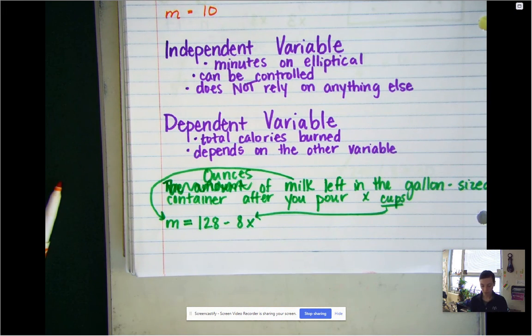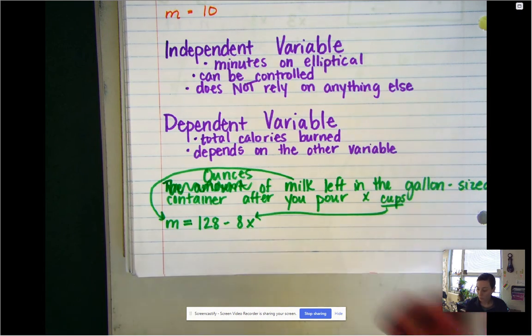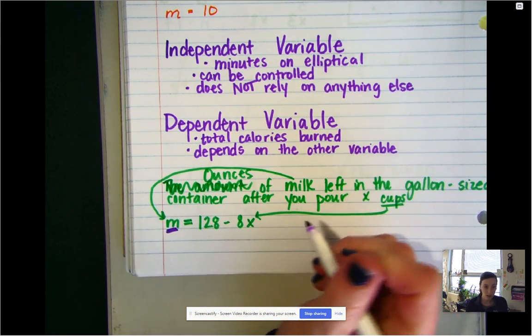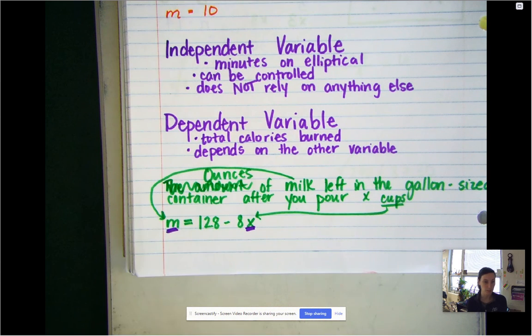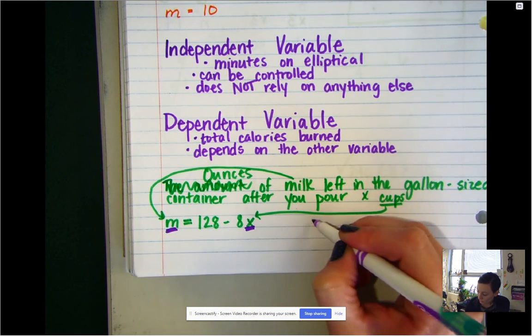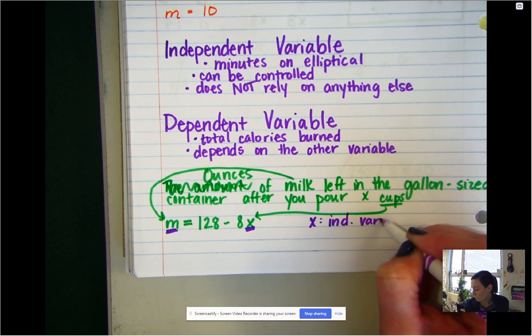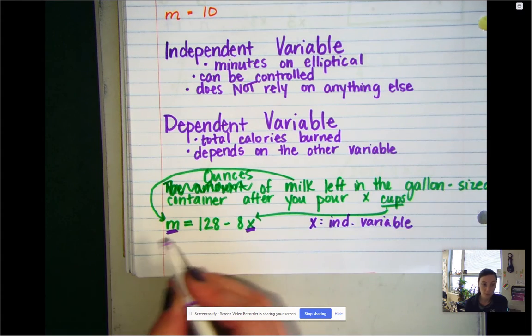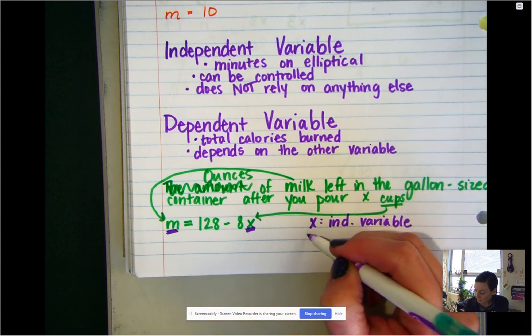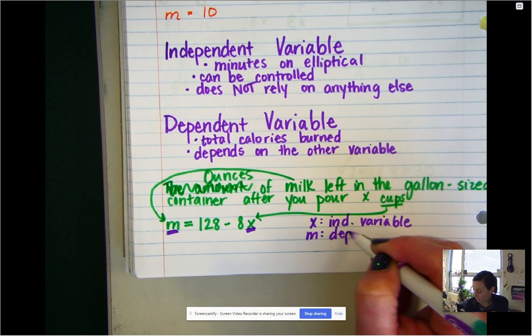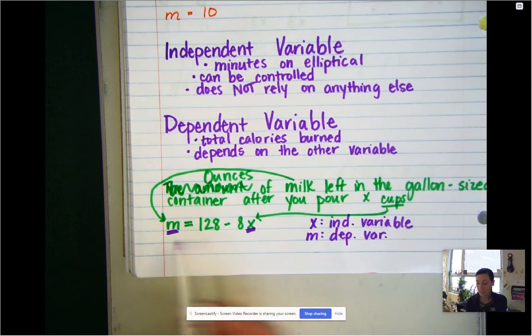Okay, so first of all, let's identify the two variables. One of the variables is the milk in the jug, and one of the variables is the number of cups I pour. Which one of those do I control? Which one is the independent variable? The number of cups. So X is the independent variable because I control it, which means M is the dependent variable because it totally depends on the number of cups I pour.